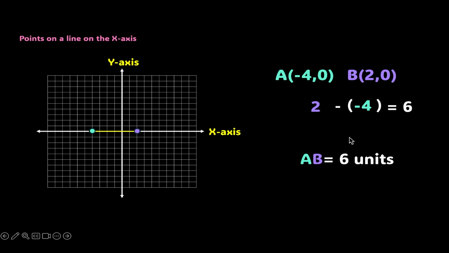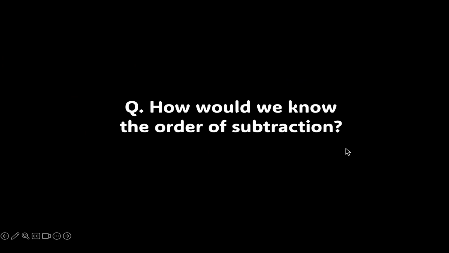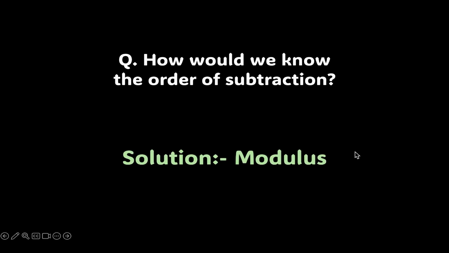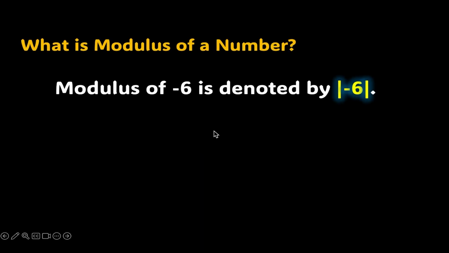But how do we decide the order in which we need to perform this subtraction? To tackle this issue, mathematicians came up with something called the modulus of a number. You will be studying a formal definition of this in higher grades, but for now, we need to know 2 things. Firstly, the modulus of a number, let's take -6, is denoted by modulus of -6. This is how we read it.